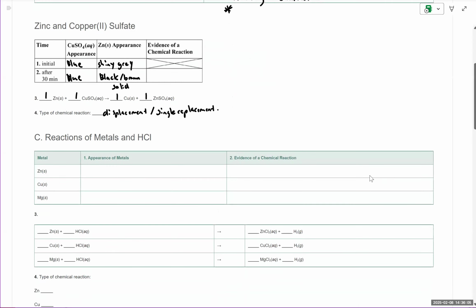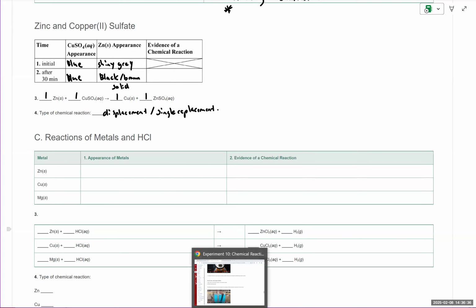Okay, now we have a series of reactions between metals and hydrochloric acid. I really like this demonstration because it helps you understand why, in making buildings, we often prefer to use copper, and in the past, why we used lead for piping rather than other metals. You'll see that when we observe the reaction of these metals with hydrochloric acid.